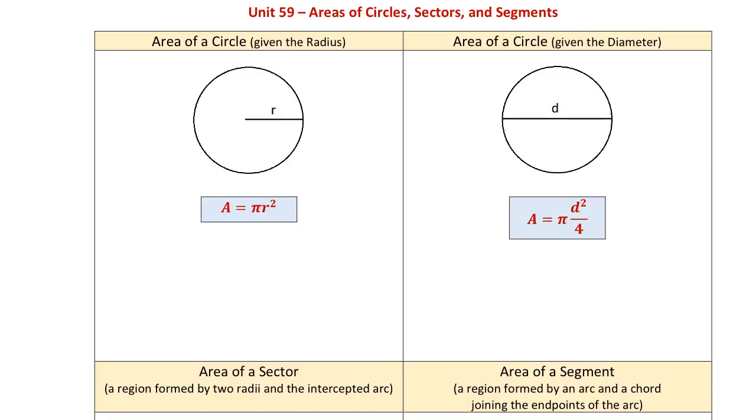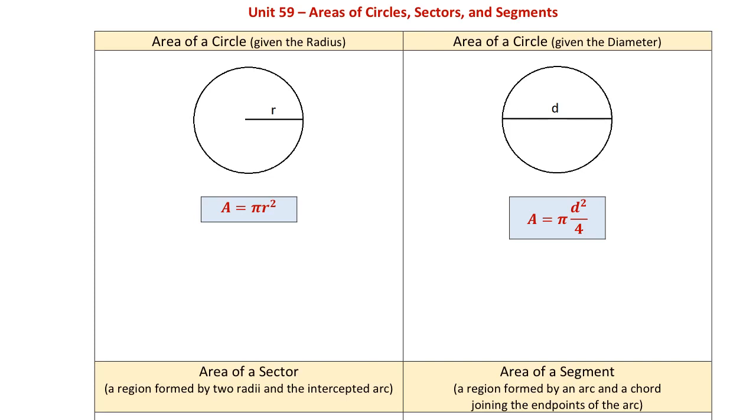Hello, we are starting Unit 59, Areas of Circles, Sectors and Segments. First, let's see two formulas for the area of a circle. The first formula can be used when we are given the radius, and the formula is A equals pi r squared. The second formula can be used when we are given the diameter, and the formula is A equals pi times d squared over 4.